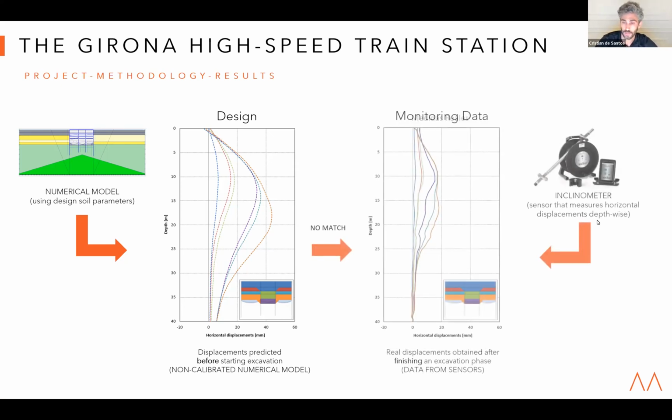What we got, obtained from inclinometers embedded inside the exterior diaphragm walls, was less than 20. So here it's clear what was happening. We assumed lower stiffness than what we really had, but that was the information available at the time.